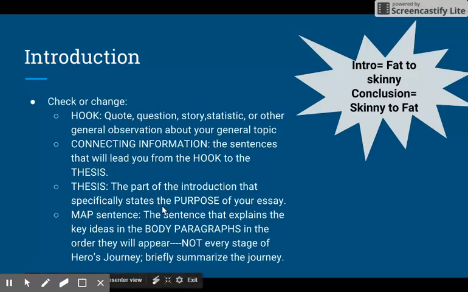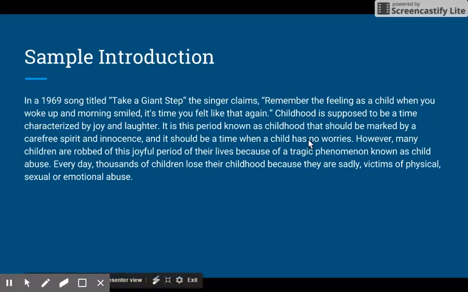Next, I have a thesis. You may have heard that word before. What that means is it's the sentence that contains the main idea of your essay. Okay, it tells the purpose of your essay. So, my thesis in this introduction is, however, many children are robbed of this joyful period of their lives because of a tragic phenomenon known as child abuse. So, I've introduced my topic, I've led you with my connecting information to figure out what the topic is.